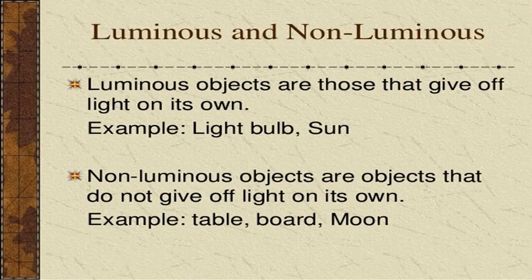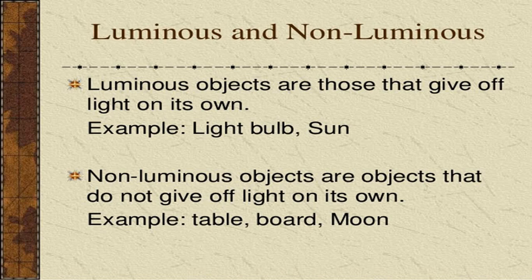Children, you might have learned in your previous class that some objects produce light on their own, while some objects do not produce light. The objects that give light, like candle, sun and electric bulbs, are called luminous objects, meaning those objects which give off light on their own. Whereas, there are some objects which do not give off light on their own. They are called non-luminous objects.